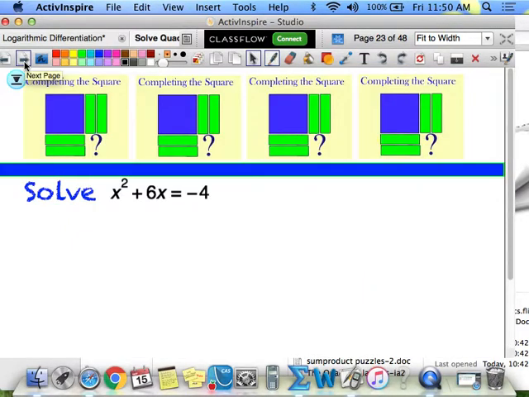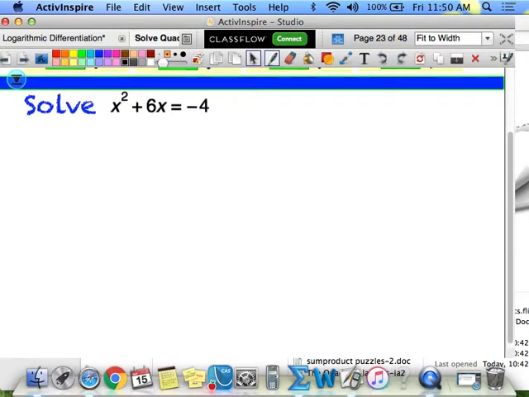Okay, let's try this one. Take a minute, write it down. Alright, so we're going to use completing the square. Our first step is usually to take the number and throw it on the other side, but that's already there for us, right? We couldn't use square root method in the beginning because of this 6x. So, we're going to have to add something to both sides to complete the square.